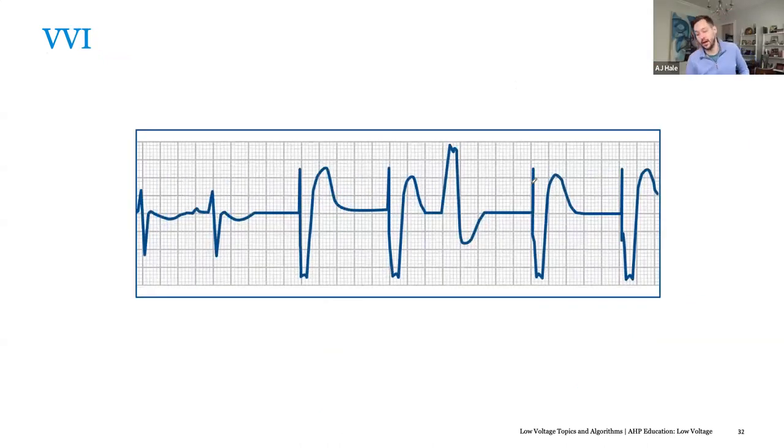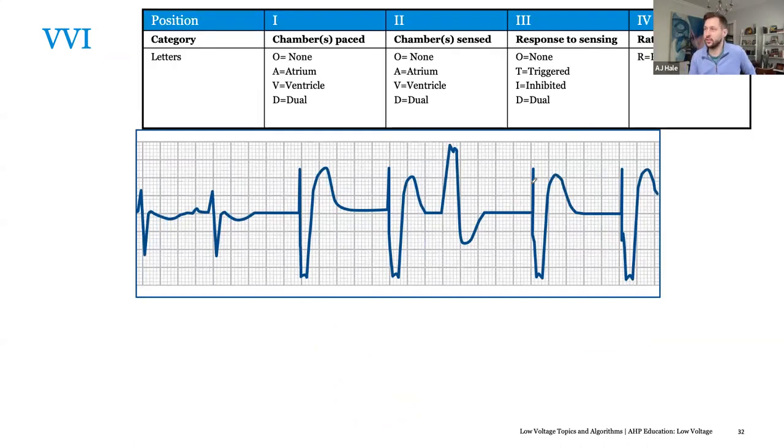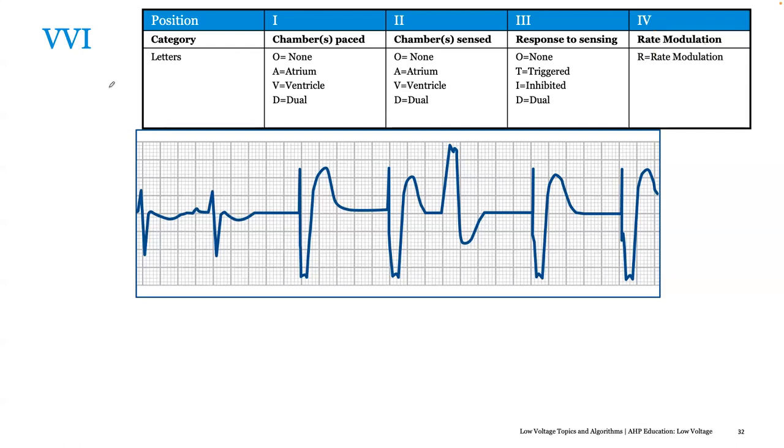So VVI is your next step of complexity, and it's still pretty straightforward. Elvis, do you want to take a shot at what this does? Okay. In VVI, we're pacing in the ventricle, as well as sensing in the ventricle, and then responding to whatever goes on in the ventricle. If there's an intrinsic beat, the device will be inhibited. But if there's no intrinsic activity, it will count down and then deliver a pace.